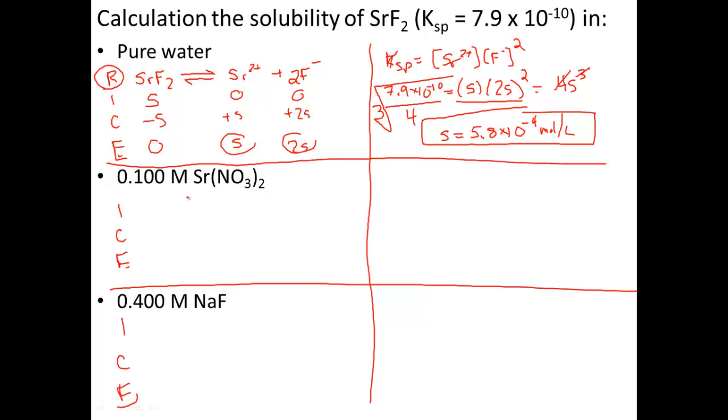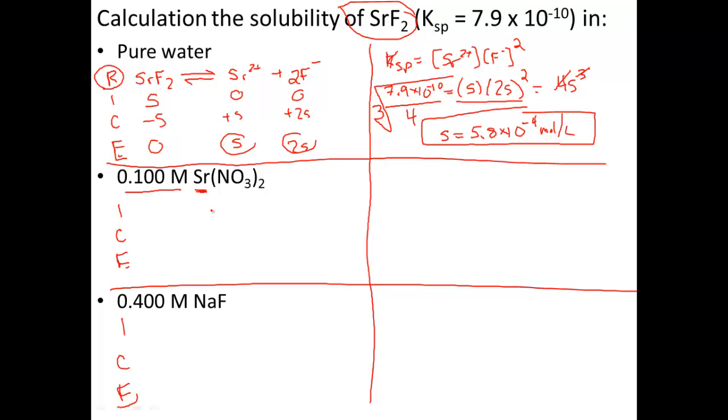Okay. Now, when we go to the next set here, we have 0.1 molar Sr(NO3)2 as the concentration of a solution. So basically, this SrF2 is also in this solution, and they have a common ion. You should be able to pick it out right away. They both share the strontium part in common.